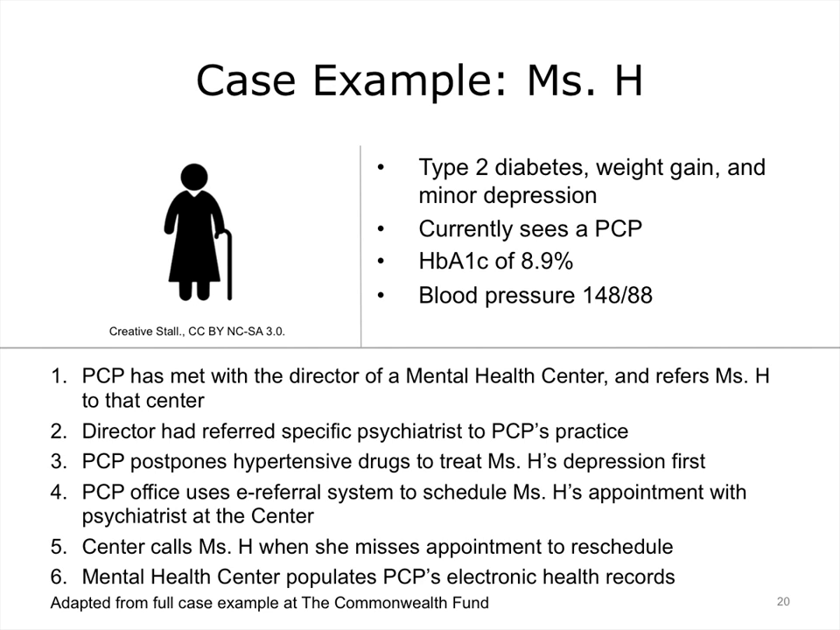Ms. H is a 55-year-old grandmother with a 12-year history of type 2 diabetes, complicated by elevated blood pressure and recurrent episodes of major depression. Her PCP postponed adjusting her hypoglycemic and antihypertensive drug doses until her depression was under better control and referred her to the mental health center. Ms. H's primary care physician had previously met with the clinical director of the mental health center. The center's psychiatrist was shown how to log into and use the practice's web-based e-referral system.